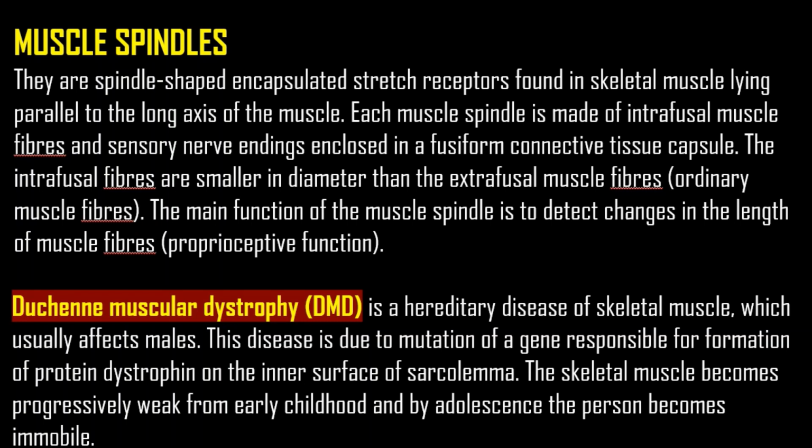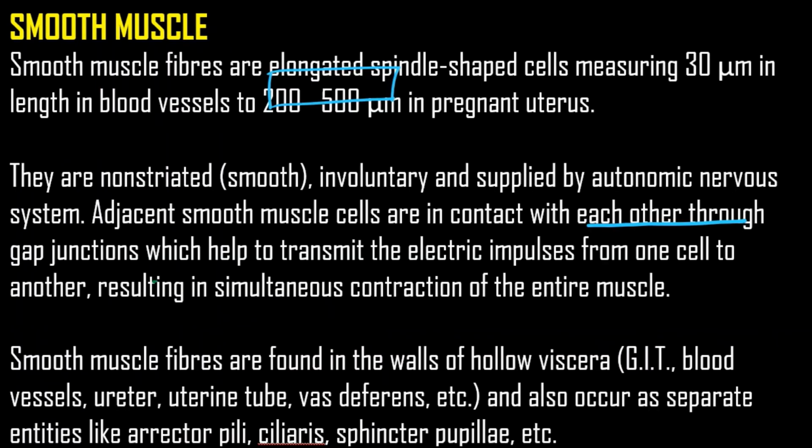Now, Duchenne muscular dystrophy, which is DMD, is a hereditary disease of skeletal muscle, which usually affects males. The disease is due to mutation of a gene responsible for formation of the protein dystrophin on the inner surface of the sarcolemma. The skeletal muscles become progressively weak from early childhood, and by adolescence the person becomes immobile. So Duchenne is a condition that is a must know. It must be known because it is a very high yield topic for exams.